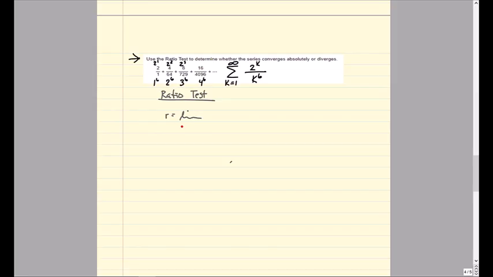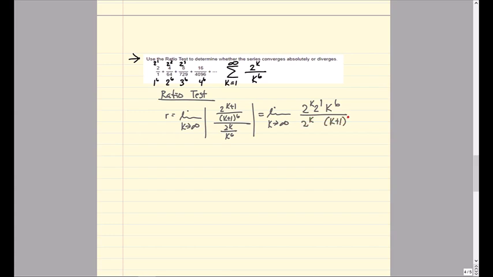R is equal to the limit as k approaches infinity of the absolute value, and of course the absolute value is not going to be needed here, of the next term divided by my current term. So again, I don't need the absolute value because all my values of k are positive and all the terms are addition. So I'd be left with 2 to the k times 2 to the first times k to the 6th. Because remember, when you divide by a fraction, you multiply by the reciprocal. So in the denominator, I have 2 to the k times k plus 1 to the 6th.